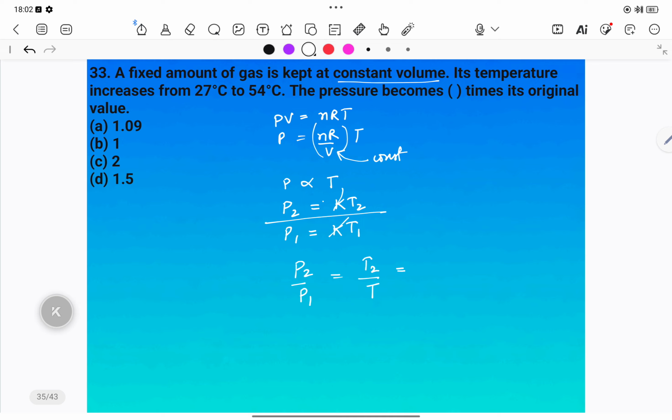So T2 is the temperature, which is given as 27 degrees Celsius. We need to convert that to Kelvin, so we will add 273 to this: 27 plus 273. So this will become 327 divided by 300, and when we solve this it will become 1.09. So option A is correct.